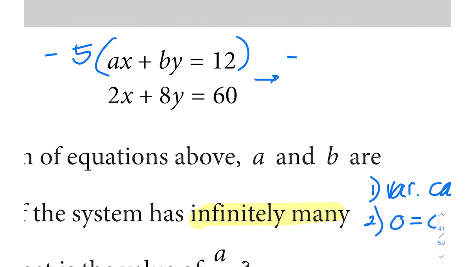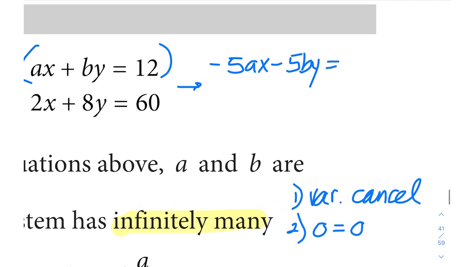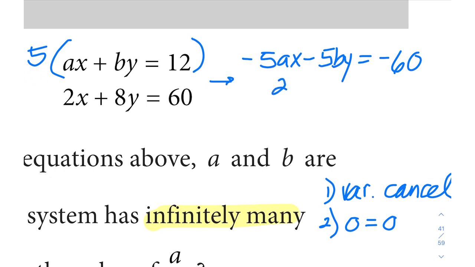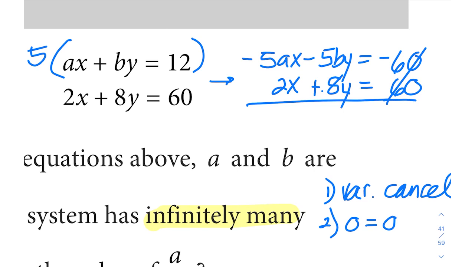And in doing so, when we distribute that, we'll have -5ax minus 5by equals -60. And then the bottom equation we can just copy as is. 2x plus 8y equals 60. And when we combine these, our constants will cancel. We'll be left with 0 on this side. But also, what's important to note is we should be left with 0 on this left side.